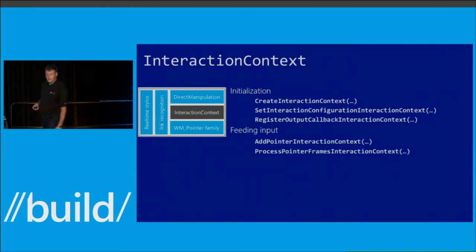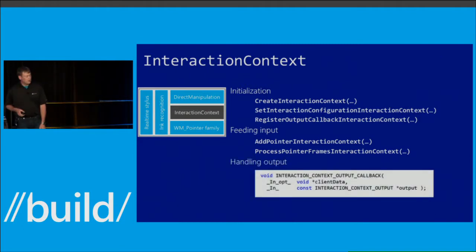Finally, we need to actually handle the output itself. This is the signature of our callback here. The first thing you'll see is a little bit of client data, and that's just being passed back to you when you register your callback. And then finally, there's a struct here that tells you more about what's going on with the gesture. Now, that's pretty critical, so let's take a deeper look at it.